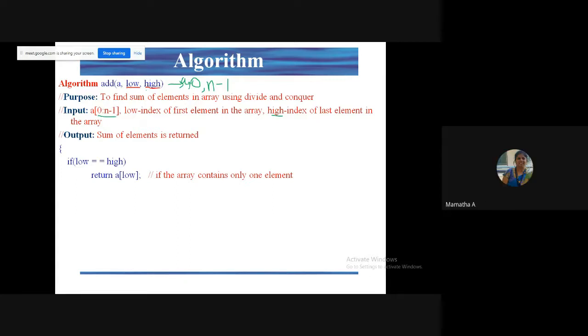High, anything. So A of low preferably. Okay. If the array contains only one element, now, if low equals high. If low is not equal to high, definitely the array size is more than one element. So what should I do? Else, what should I do if the array contains more than one element, students?